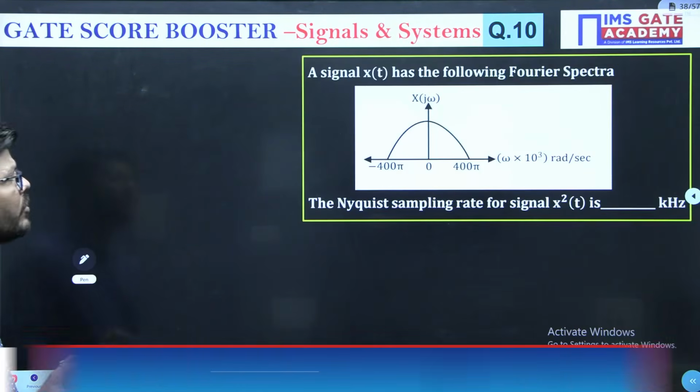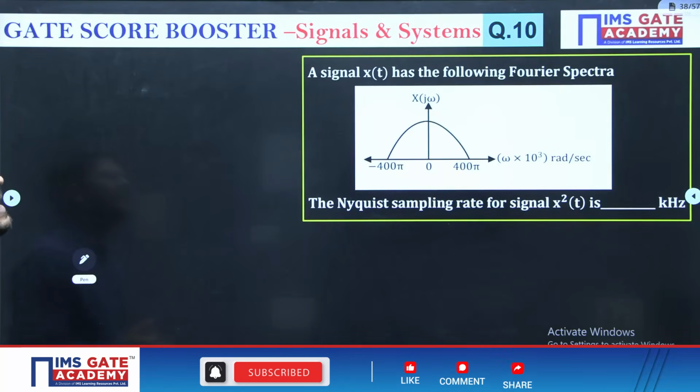Now moving towards the next question, question number 10. A signal x of t has the following Fourier spectra.